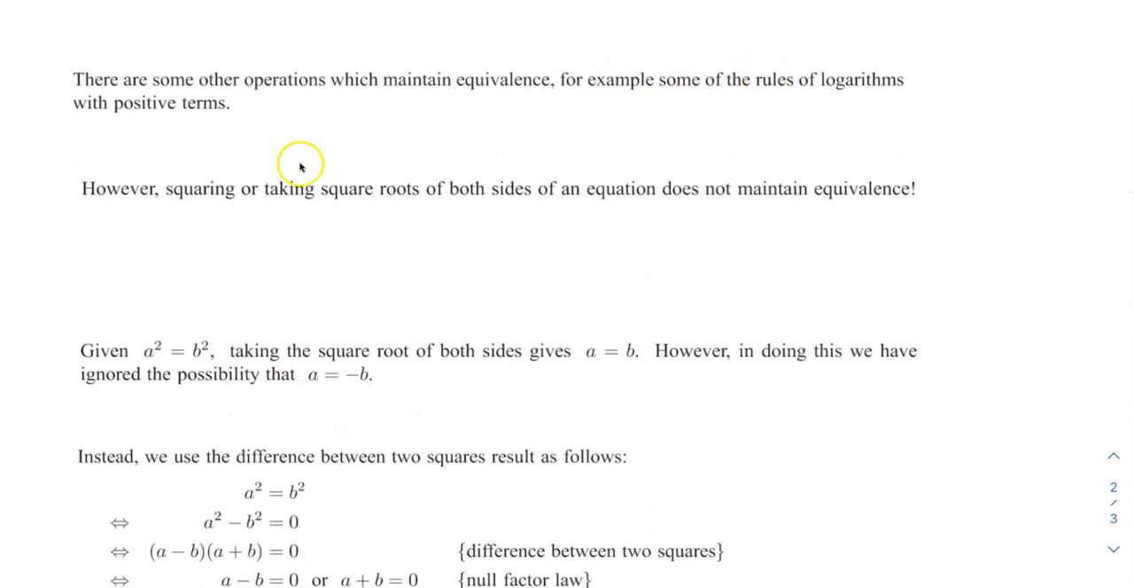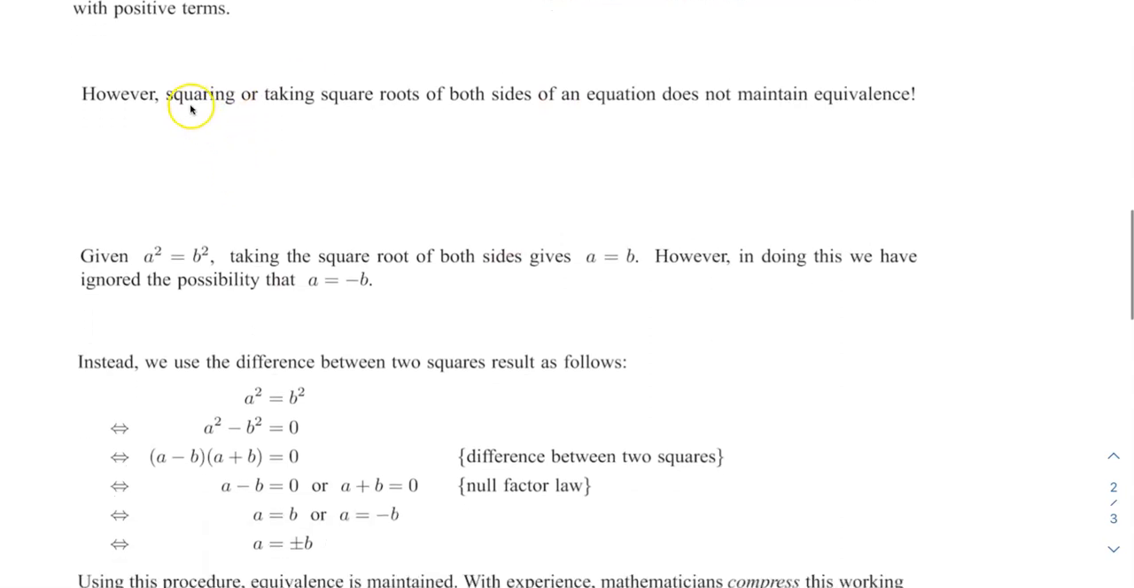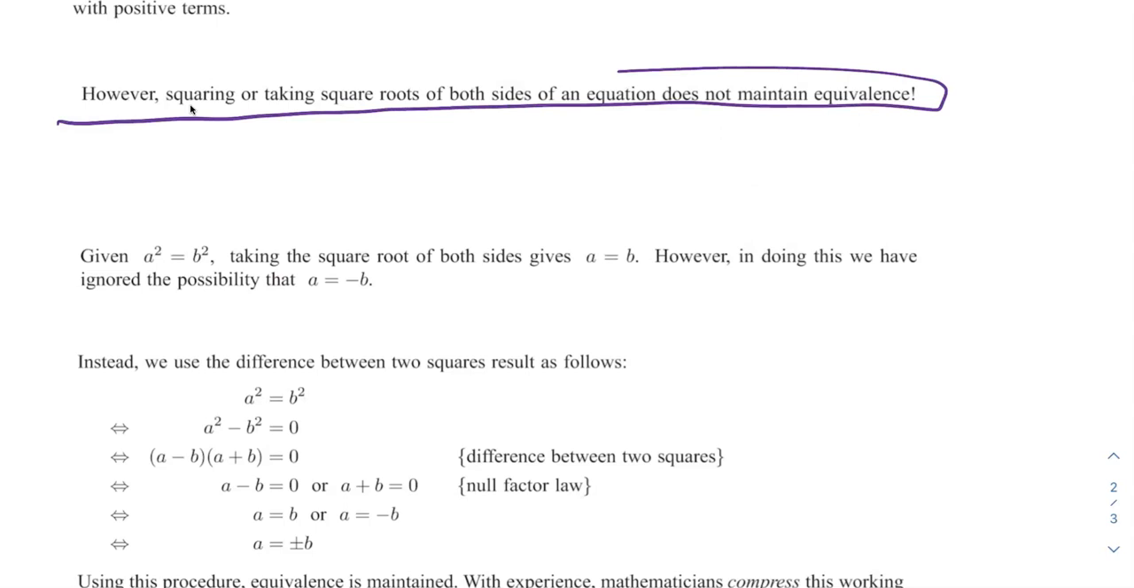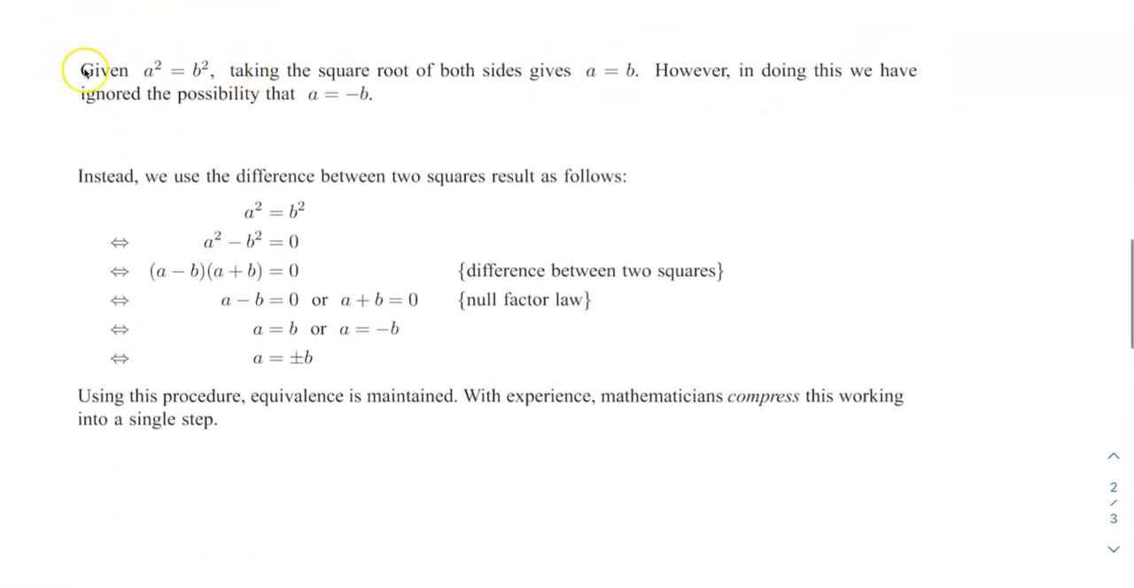For example, rules of logs. You take a log of both sides. You have to watch out though when you square or take the square root of both sides, all the stuff we know from when we solve equations. If you square root both sides, you might get a plus or minus. If you square both sides, you get rid of a plus or minus. It's not going to maintain equivalence.